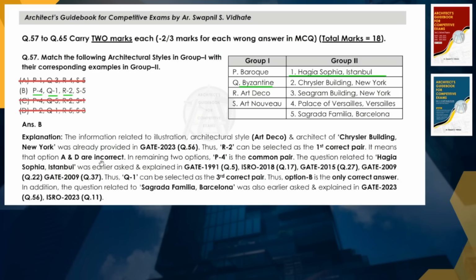Again, in addition, the question related to the Sagrada Familia Barcelona, which is designed by Antoni Gaudi, and the architectural style associated with this particular building is Art Nouveau. So S5 is also the correct pair. You can also start selecting the correct pair from this building. So S5, which is mentioned at option A and B. So you can also start matching from one of these pairs. So again, option B will be the correct option for this match the pair question 57.